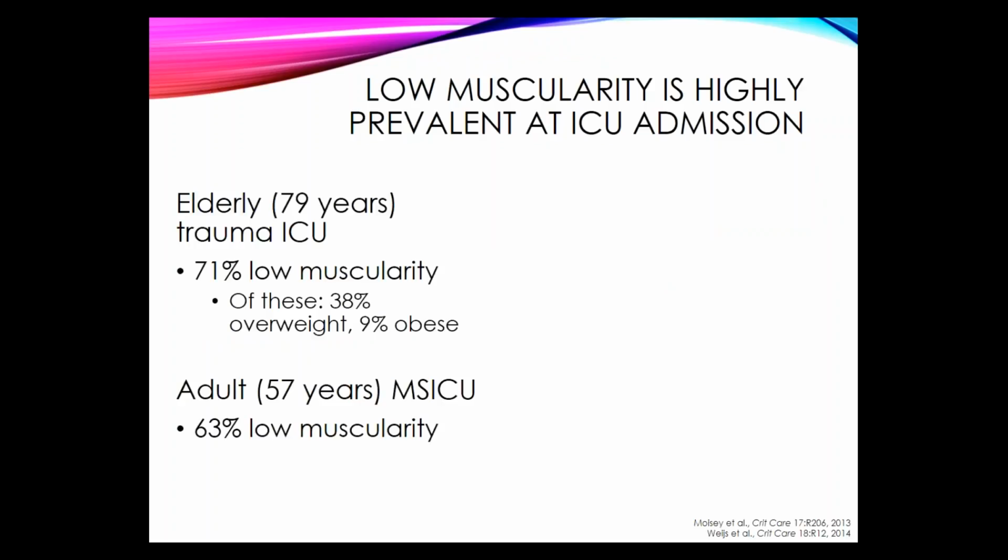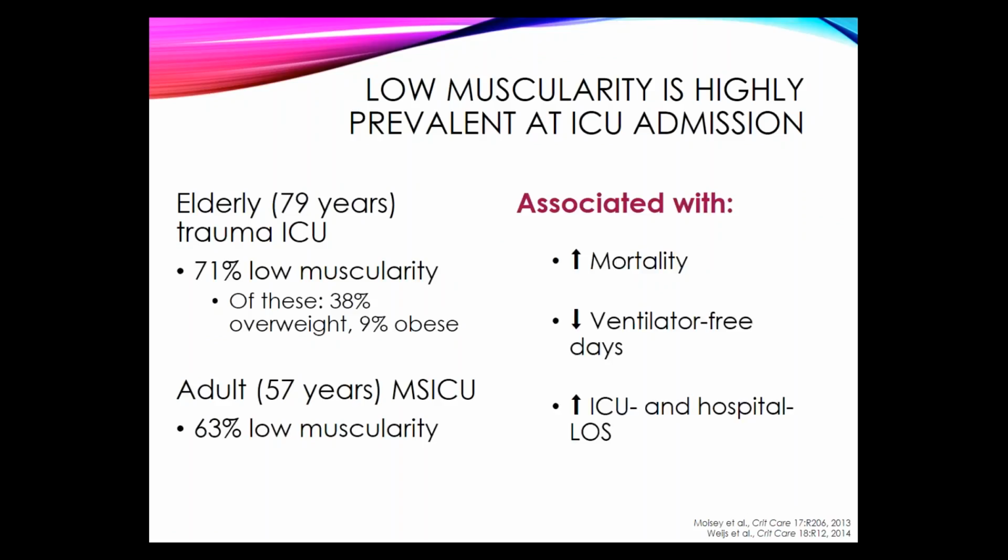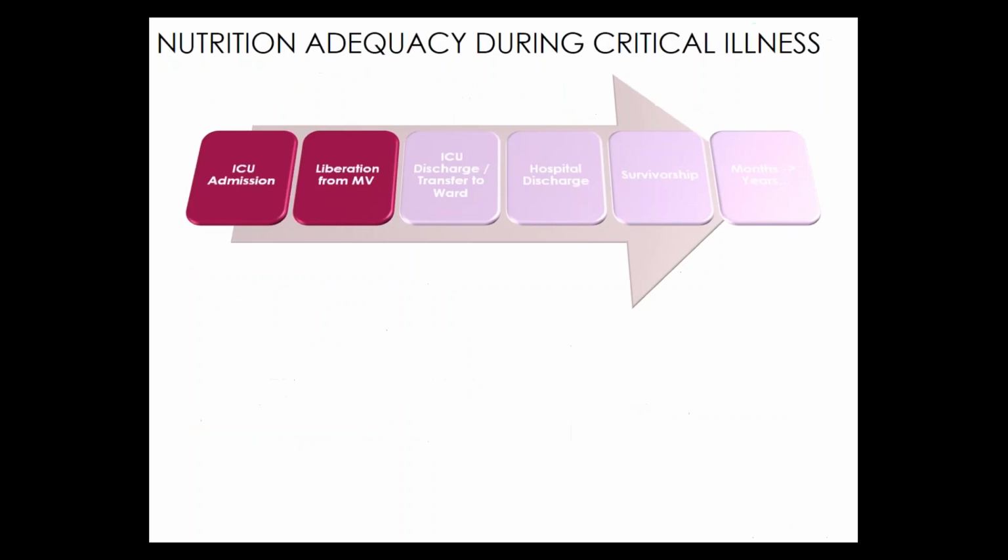However, using this technology, both our lab group as well as our Danish colleagues have demonstrated that at the time of ICU admission, low muscularity in both an elderly population and adult population is highly prevalent, and it has been associated with poor outcomes. And again, this includes increased mortality, decreased ventilator-free days, so more time on the ventilator, and an increase in both ICU and hospital length of stay.